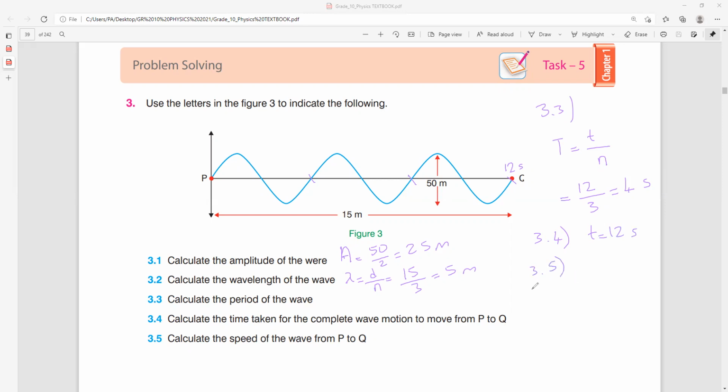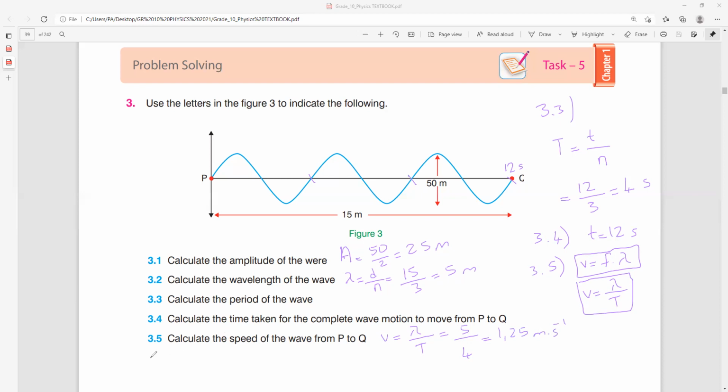3.5 is asking you speed. Speed equals f times lambda. This formula we have, or speed equals lambda over T, because we know already, people, f equals 1 over T. So we can calculate speed here. v equals wavelength over period. And then wavelength is, we calculated already, 5. And then period is 4. And you are getting 1.25 meters per second.